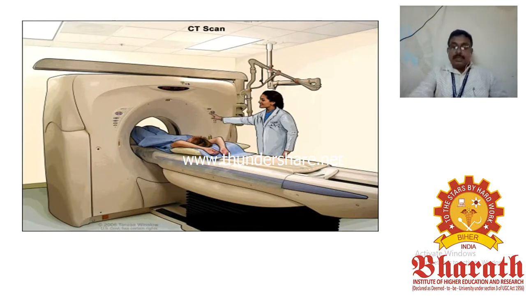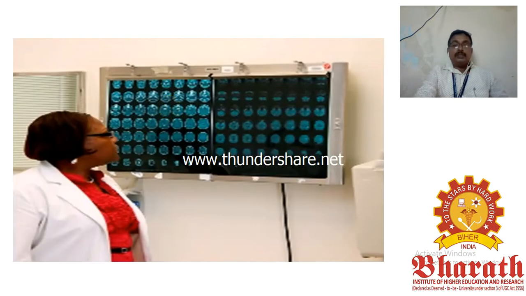You can see that it is a donut shaped structure where your entire body can be scanned, and in this round structure the X-ray tube can move in all directions, through all angles, 360 degrees, and take the X-ray images.